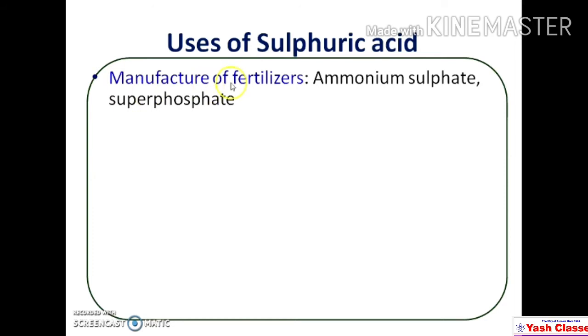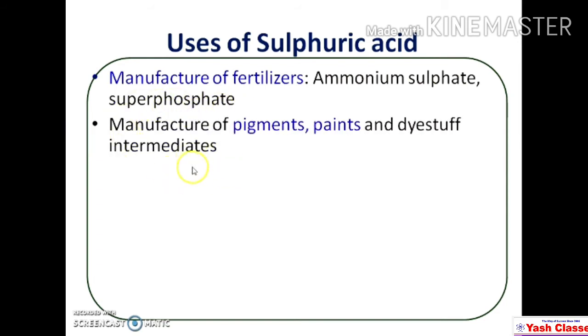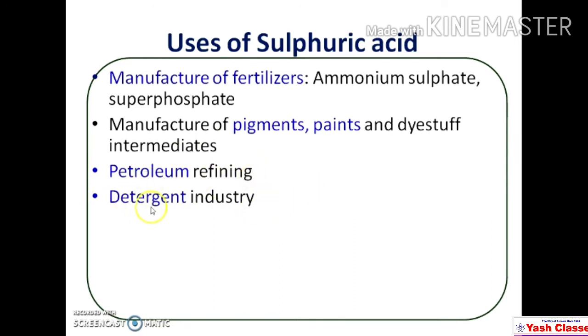Sulfuric acid plays very important role in the manufacture of fertilizers. For example, in the manufacture of ammonium sulfate and superphosphate, there is a use of sulfuric acid. In the manufacture of pigments, paints and dyestuff intermediates, there is a use of sulfuric acid. In the petroleum refining also, sulfuric acid plays very important role. In detergent industry, sulfuric acid is required.